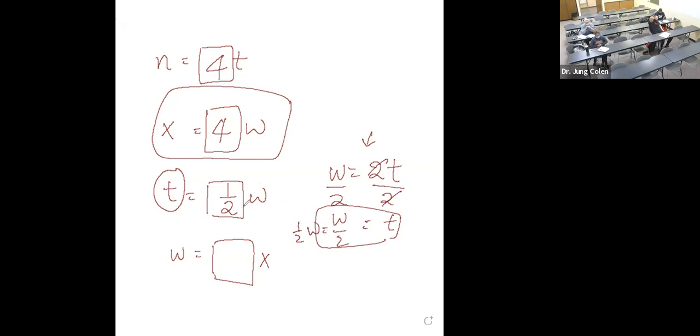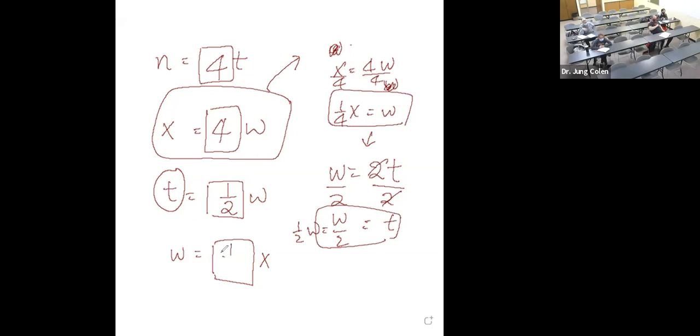So we got this information, right? Using this, we can do the same thing. If we are given x is equal to 4W, how can we find the W in terms of x? You can divide both by 4. So divide both by 4, and you get W is equal to x over 4, or 1/4 times x. You can find it right away, okay?